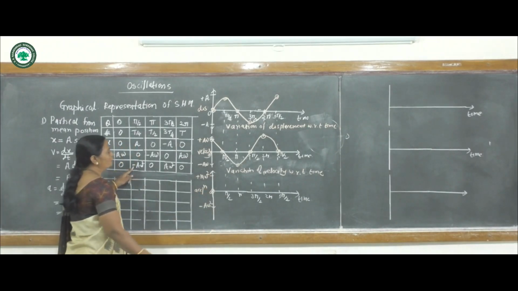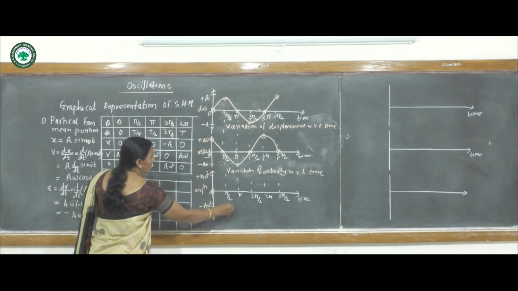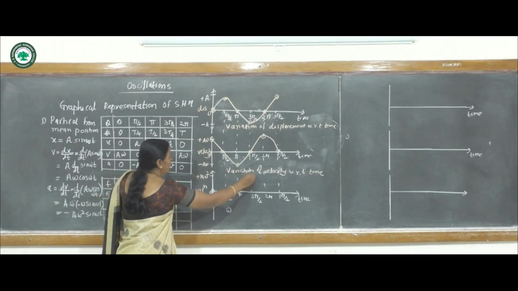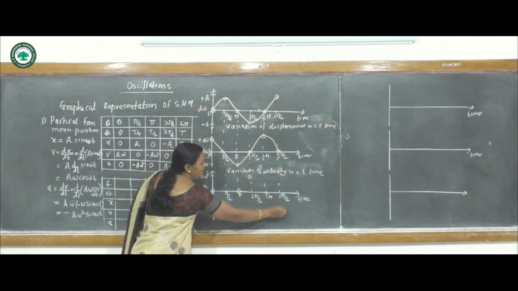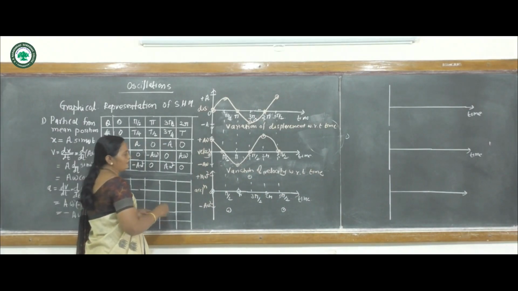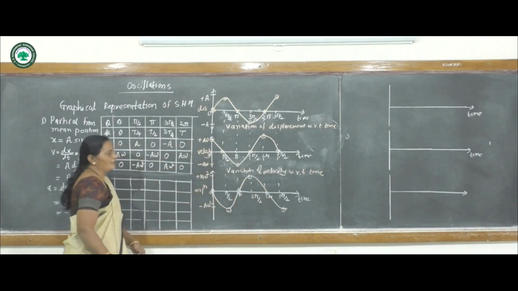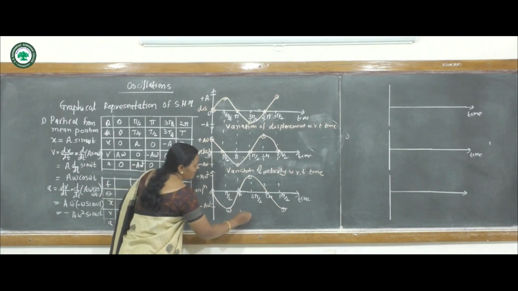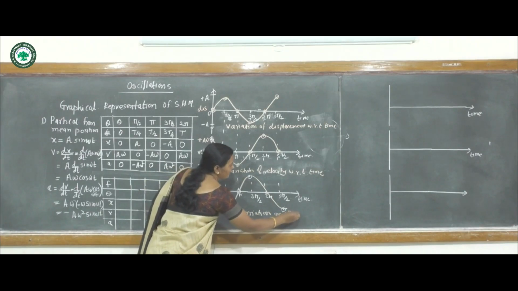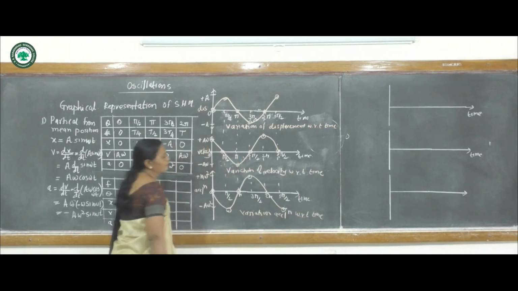Now at pi by 2, it has value minus a omega square. Then again it is 0. Then it is plus a omega square. Then 0, then again it has minus a omega square. Now we draw the graph here. This represents the sine graph. This is the sine graph. That is, it is the variation of acceleration with respect to time, or with respect to angle here.